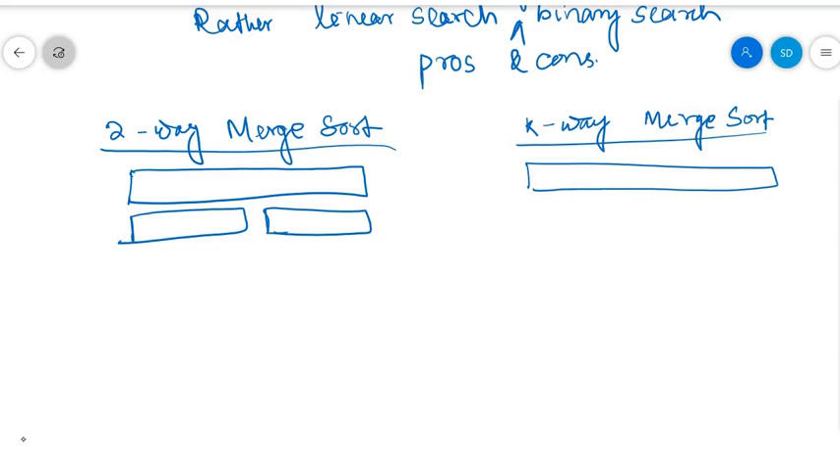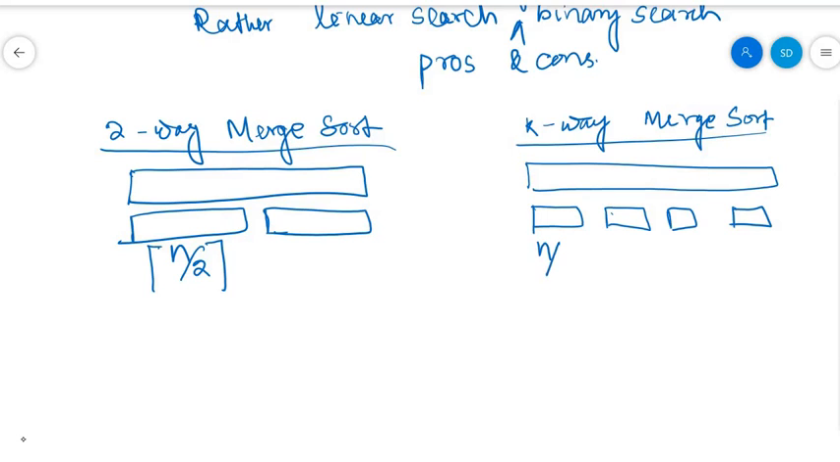But in k-way merge sort, we divide the same input into k sub-inputs. So the length of one sub-input, a subset of the input, becomes n over 2 ceiling if n is not divisible by 2; if it is divisible by 2, then it's only n over 2. Similarly here, the length of one subset of the input becomes n over k.